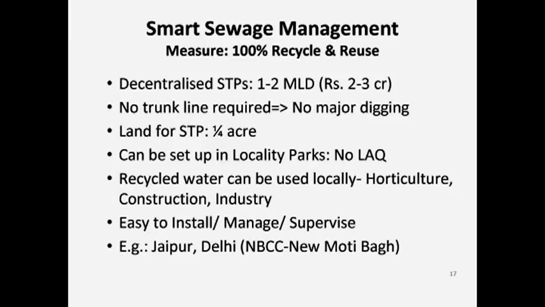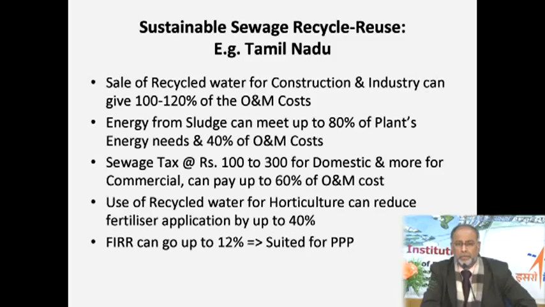Therefore, small STPs of the order of 1 MLD or thereabouts cost a small amount, and local innovations are also possible in managing small plants. You don't require very senior officers and technical personnel to manage them. These small plants you can put up in the park itself, so that the recycled water and the final sludge can be used as manure in the park itself, in the neighborhood, in roadside avenue plantation, the construction sector, or the industry sector. Many examples are there. We have put them up in Jaipur, in Delhi in the new Moti Bagh, in the NBCC project and elsewhere. So it is possible, and we can nurture some. I'll show some photographs later.